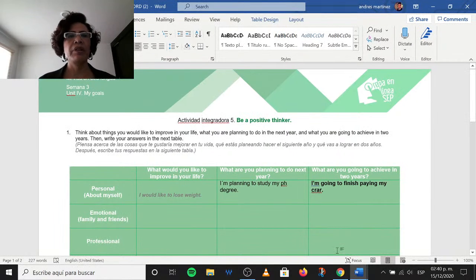There you go, positive. Think about things you'd like to improve in your life, what you are planning to do in next year, and what are you going to achieve in 2 years. Then write your answers in the next table. Personal. What would you like to improve in your life? I'd like to lose weight.